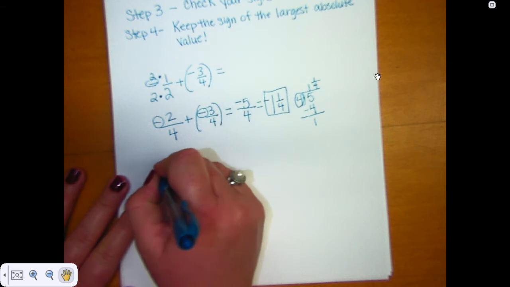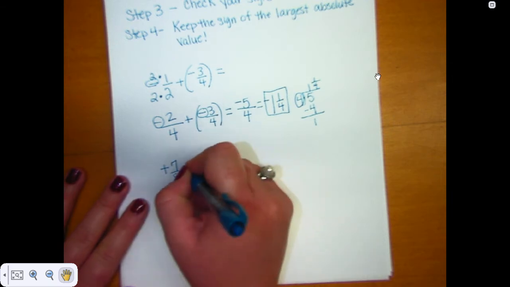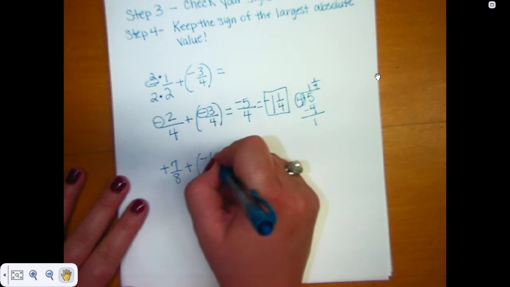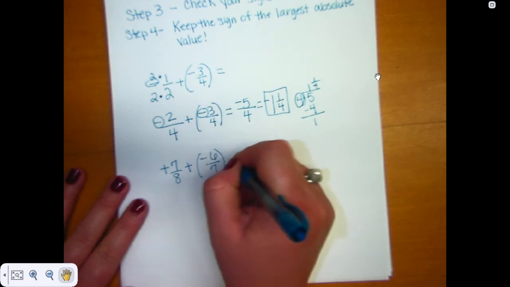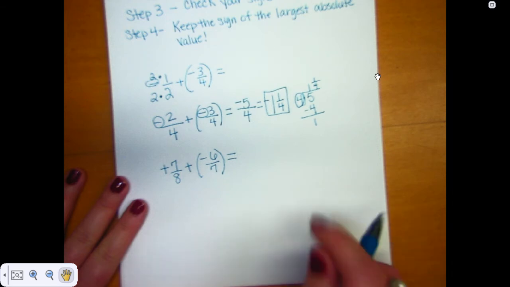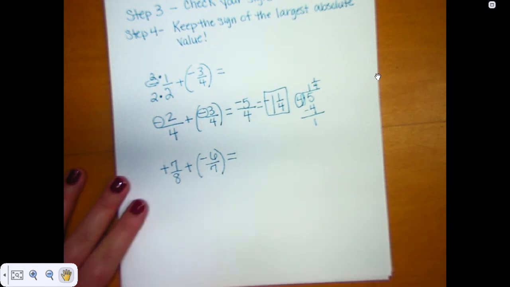Let's say this time we have positive 7/8, and we are going to add negative 6/7. My first step is to check the denominators. They're not the same, so I have to find a common denominator. In class, we talked about there's 2 different ways to find a common denominator.